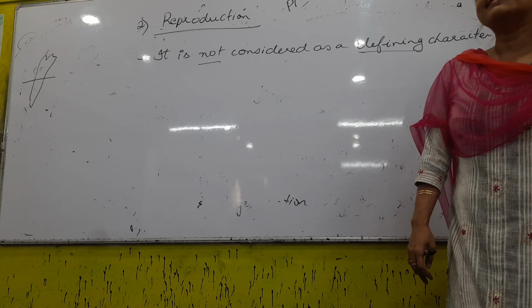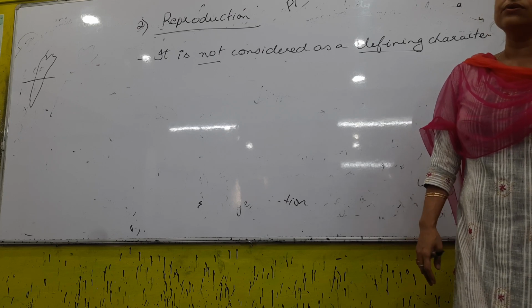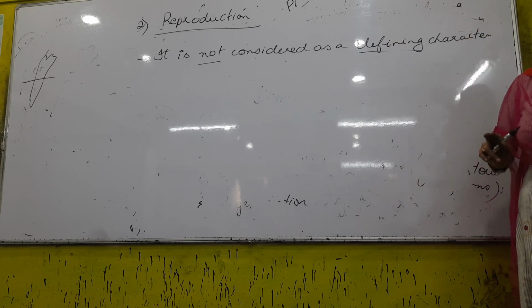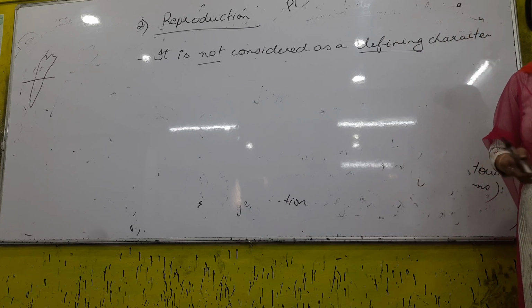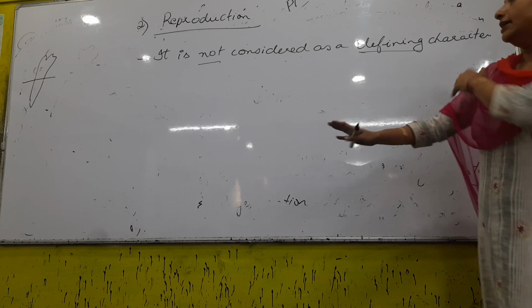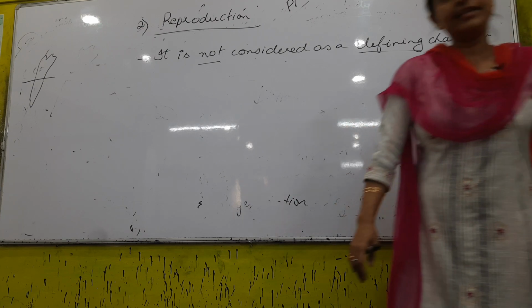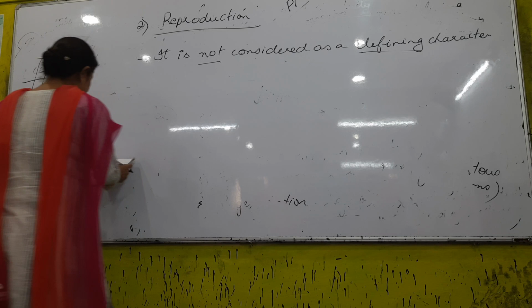Another example could be a mule. A horse and a donkey together produce offspring, a mule. The mule cannot reproduce, but it is living, so reproduction is not considered a defining character.